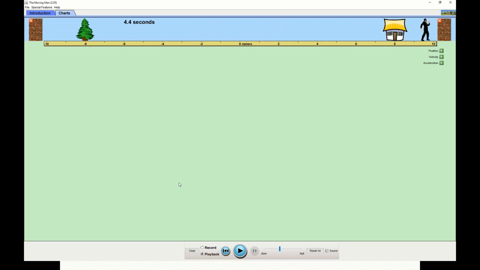And what I would like you to do is try to draw a D versus T graph and a V versus T graph just on your own. So pause the video now and try a D versus T graph and a V versus T graph. Okay, so we're going to take a look at what that looks like.